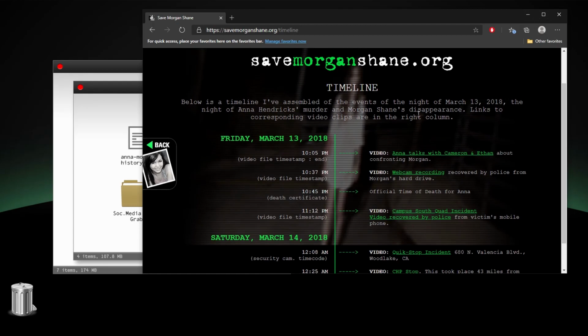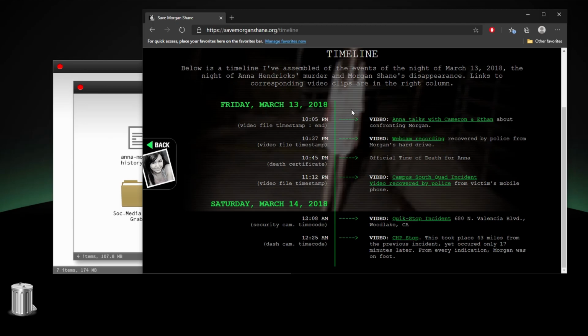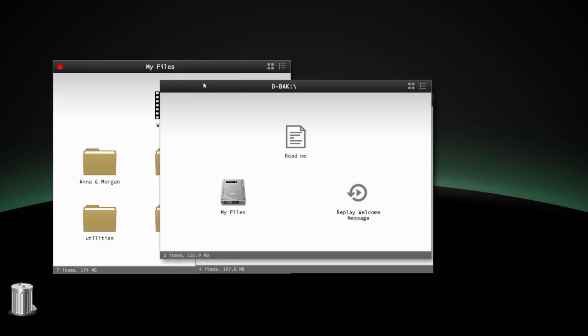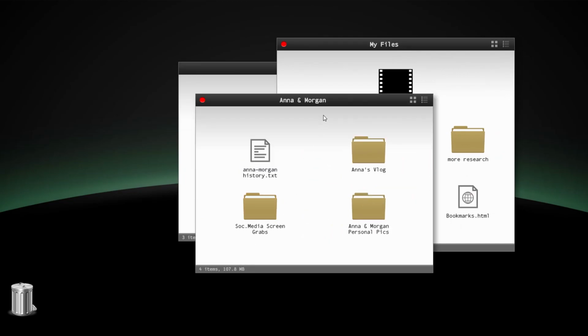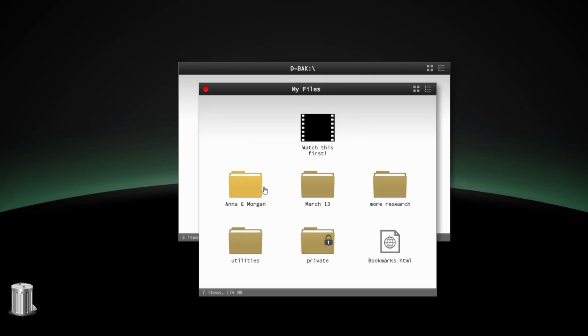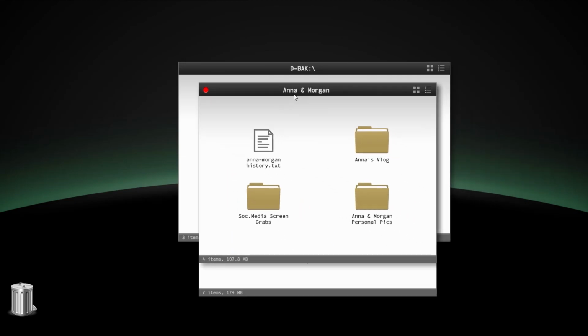Below is a timeline I've assembled of the events of the night of March 13th, 2018, the night of Anna Hendricks' murder and Morgan Shane's disappearance. Links to corresponding video clips are in the right column. Okay. All right, you know what? We'll come back to that later. I want to start looking at some files here. Let's just start looking in. Hold on, let me go back to the root. Okay. Let's look in Anna and Morgan, because I think March 13th is probably going to have some pretty hardcore stuff in it.